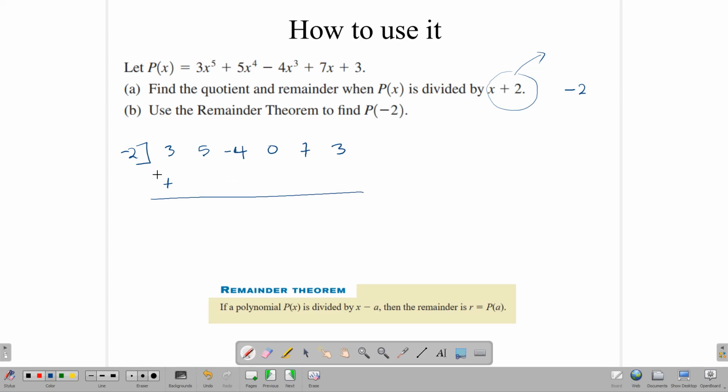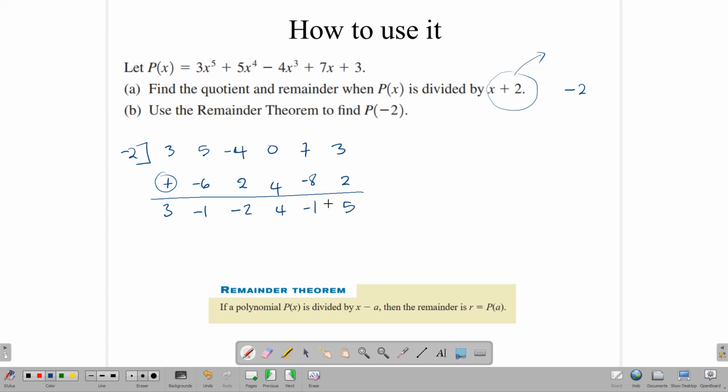So we can write down our synthetic division process. Now, let's just write the 3. That 3 goes there. Now, negative 2 times 3 gives us a negative 6. Remember, we're going to add these. So 5 plus negative 6 is negative 1. Negative 2 times negative 1 gives us a positive 2. Add these, we get a negative 2. Negative 2 times negative 2 is 4. Add these, we get 4. And negative 2 times 4 gives us a negative 8. Add these, we get a negative 1. And lastly, negative 2 times negative 1 gives us a positive 2. And positive 2 plus 3 here gives us 5.